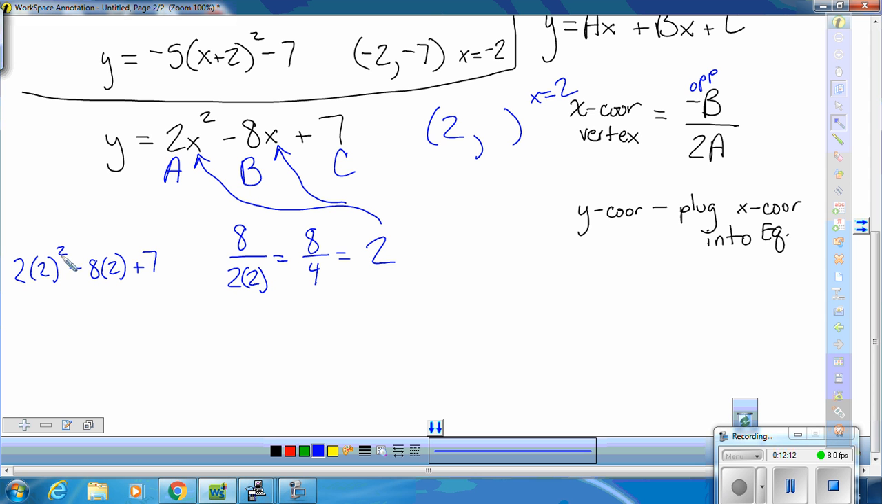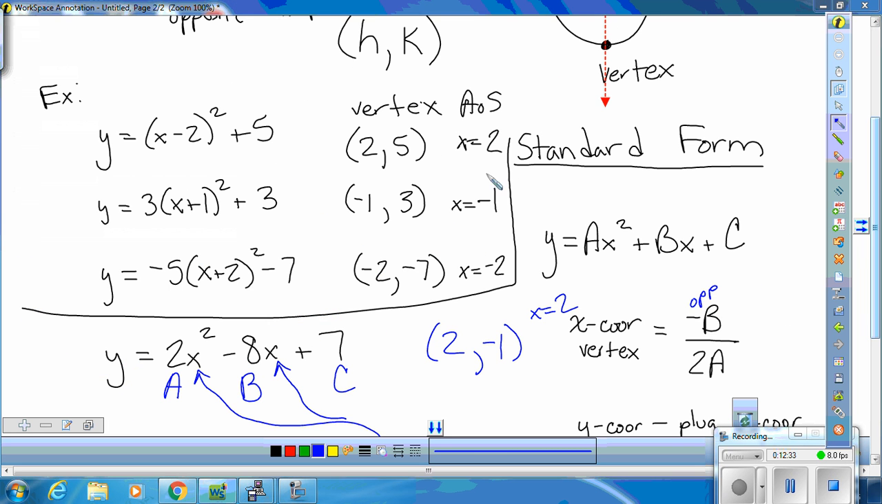So 2 squared is 4, and 4 times 2 is 8. Negative 8 times 2 is going to be negative 16 plus 7. 8 minus 16 is negative 8 plus 7, and negative 8 plus 7 is negative 1. So the vertex for this parabola must be at 2, negative 1.